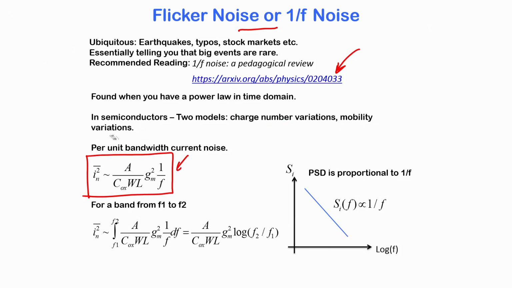And essentially what is flicker noise saying? It is saying that big events occur very rarely. So, at very low frequency the power of the noise is very large. Large fluctuations occur very rarely and small fluctuations occur very frequently. So, if you think of earthquakes, large earthquakes occur very rarely and small tremors occur quite frequently. That is essentially the message of flicker noise. So, this is the flicker noise per hertz, and since it has a frequency dependence, you can integrate that to get the total noise in a certain bandwidth.